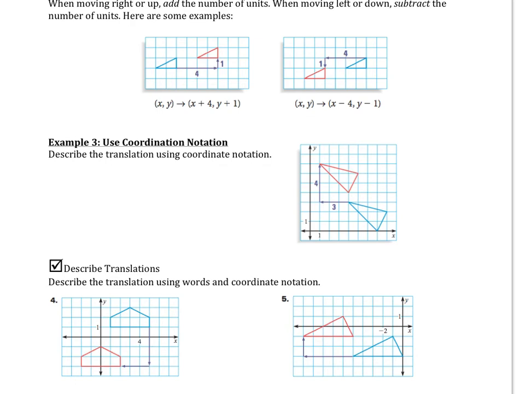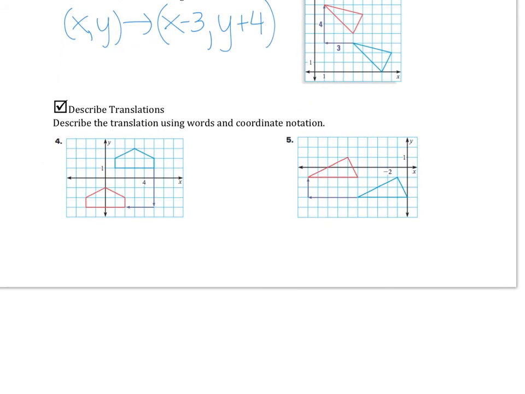So we're going to use coordinate notation to describe the translation. So the first thing you always write is the original x, y coordinates, and then it's moving from blue to red. So in this case, it's moving to the left 3, so that would be subtracting, and up 4, which would be adding. So use coordinate notation to describe what's happening with the translation in each of these two examples. Pause the video and then check your work.